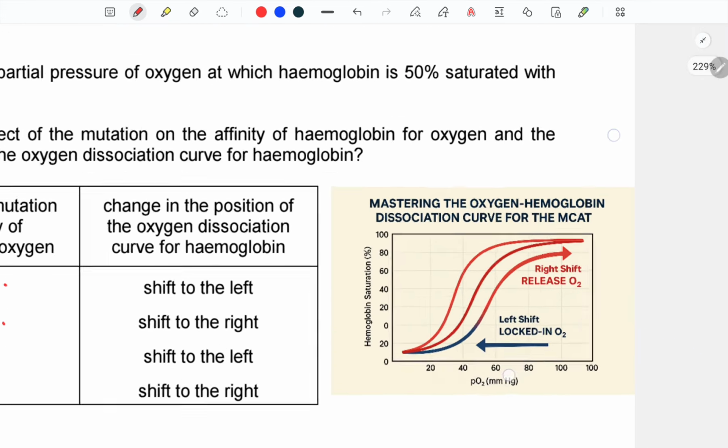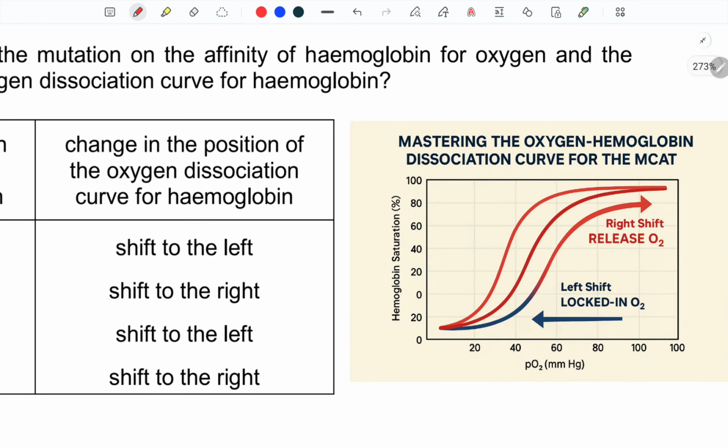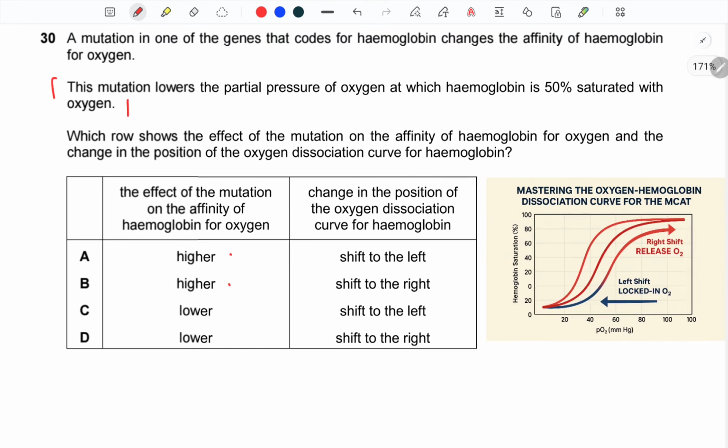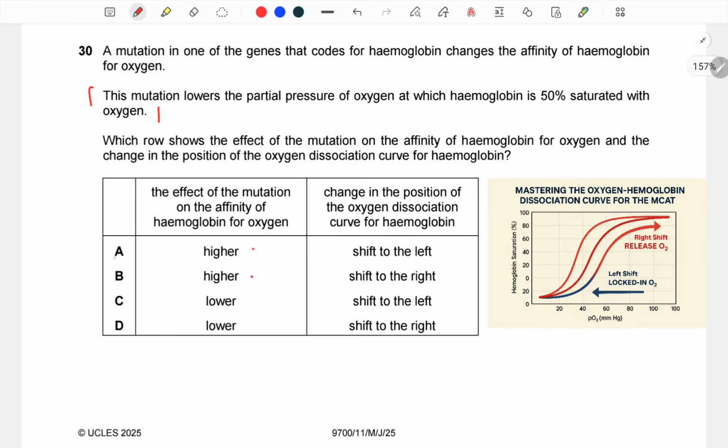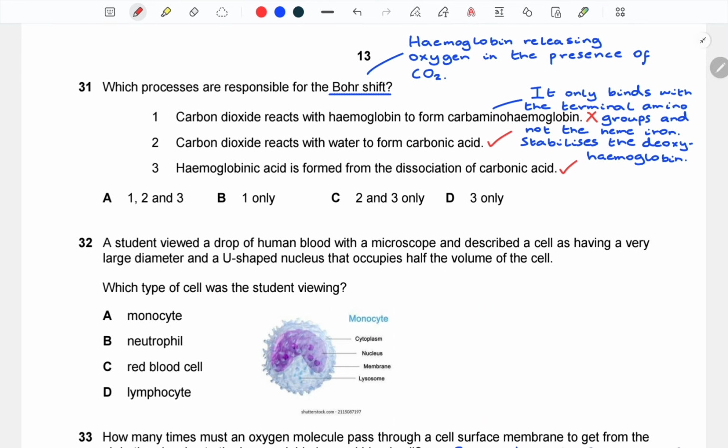And if you look at this image over here, the oxygen dissociation curve, if the oxygen is locked in, it's going to shift to the left. However, if it is released, then it's going to shift to the right. So since it's getting locked in this example, it's going to shift to the left. So for 30, our answer should be A.